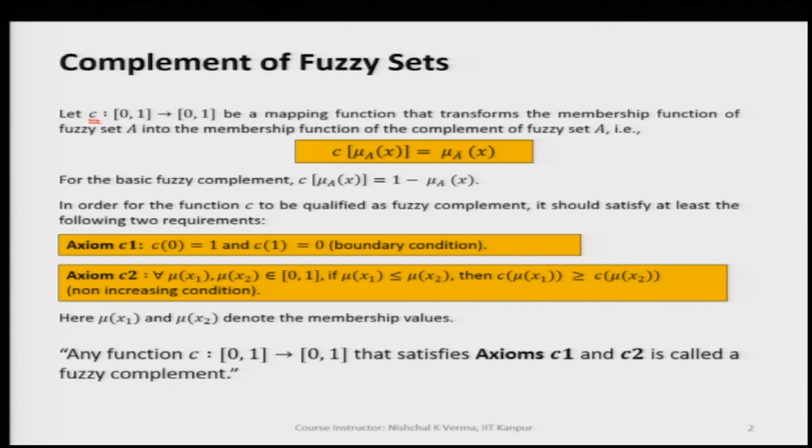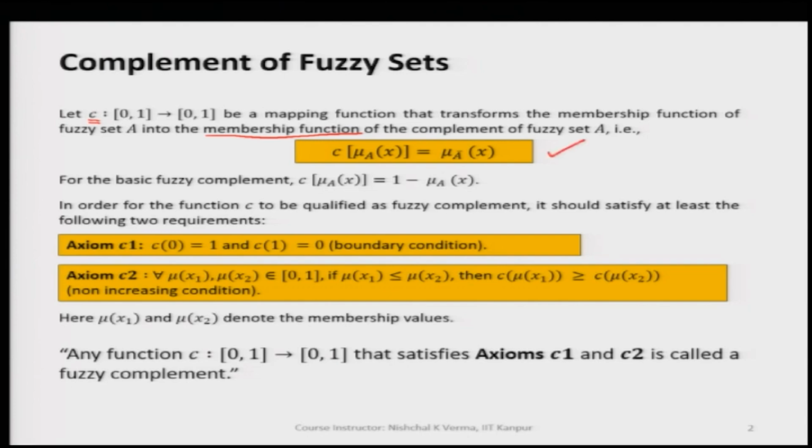So, this is a mapping function that transforms the membership function of a fuzzy set A into the membership function of the complement of the fuzzy set. Here we have written membership function, which is applicable when we are dealing with a continuous fuzzy set, but if we are dealing with a discrete fuzzy set, then we will use the membership values or membership grades.